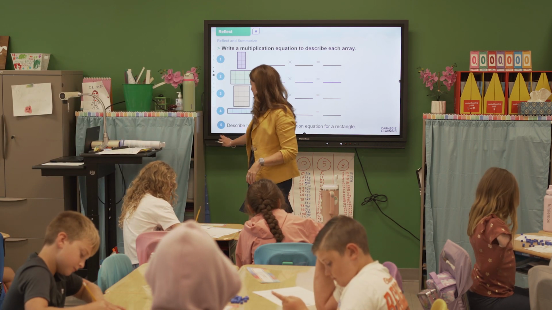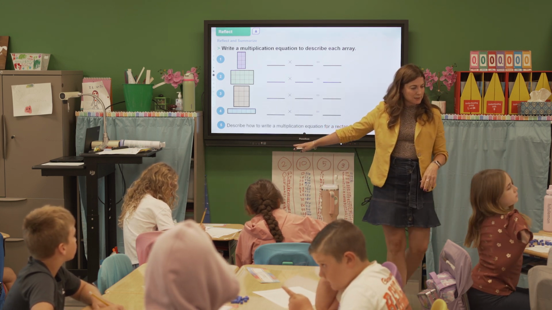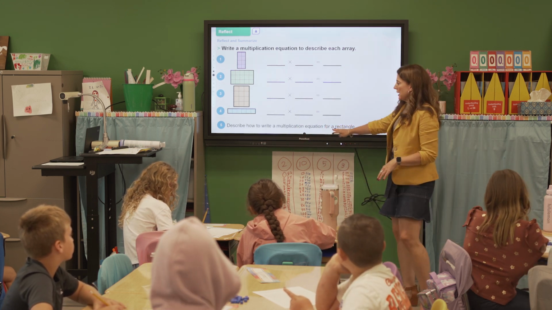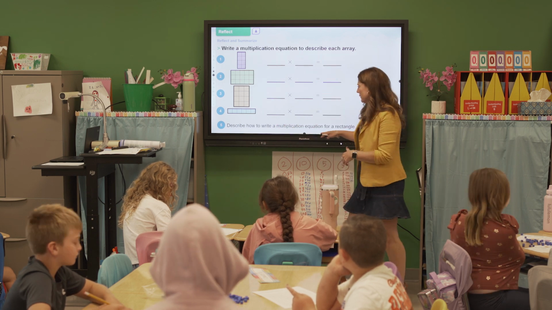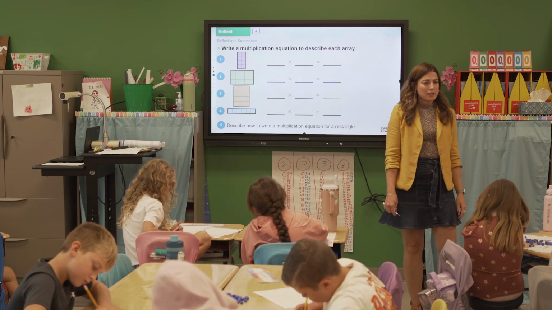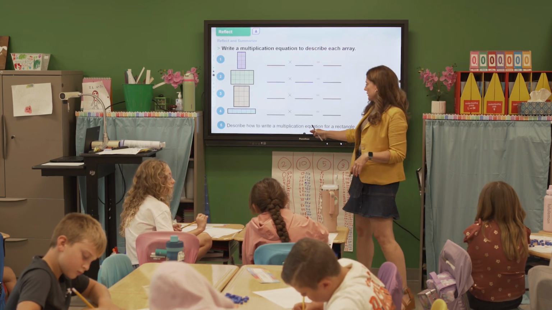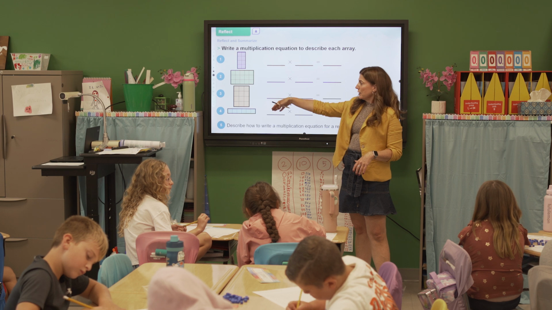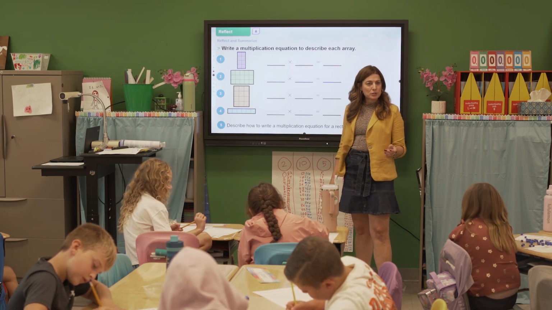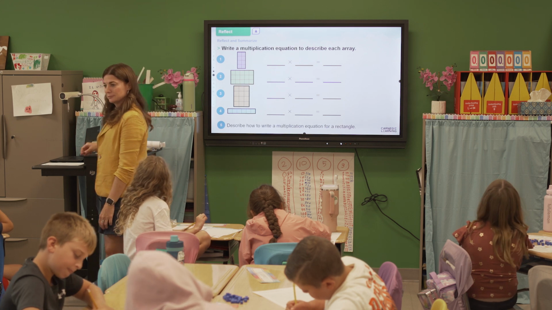Guys, on this last one, I've been telling some of your friends that are kind of stuck there looking at it, I know this is big words. Describe how to write a multiplication equation for a rectangle. Think about it like this. If you were going to go home and tell a friend that's not in your class how to write a multiplication equation for a rectangle like this, what would you tell them? Think about how you would say it to them and just write it down.